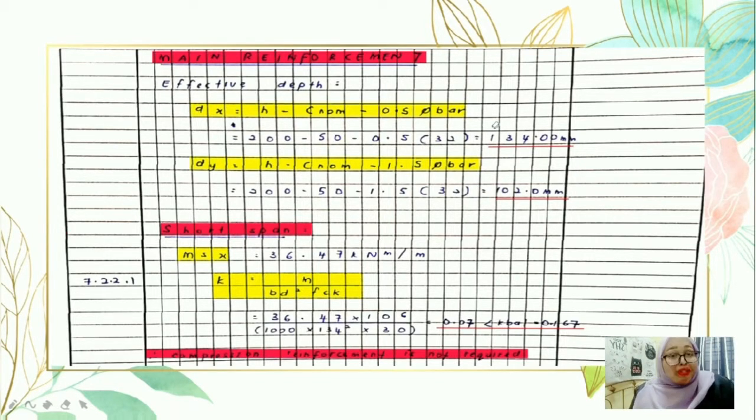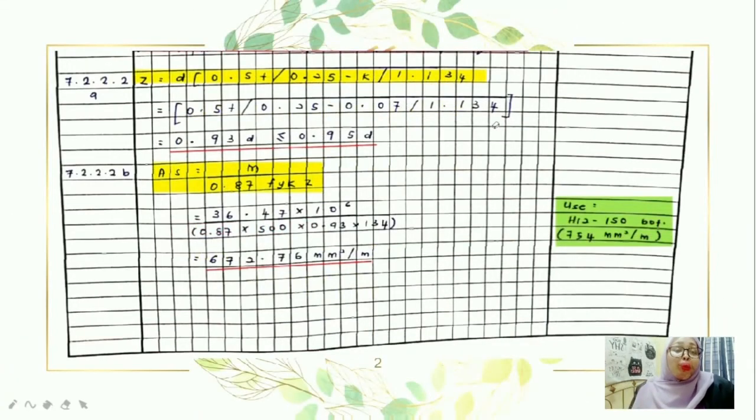Bismillahirrahmanirrahim. My name is Ramatul Adawiyah binti Awang, CP190033, and I will continue on my part, which is main reinforcement. In the main reinforcement calculation, we need the effective depth, dx and dy, where dx we got 134 mm, meanwhile dy we got 102 mm. Next, for the short span, the moment MSX is 36.47 kN per meter and K is equal to 0.07, which is less than K bal 0.167. So we can assume that compression reinforcement is not required. Furthermore, we get Z 0.93d, which is less than 0.95d.